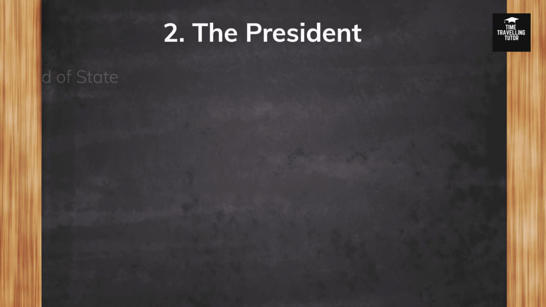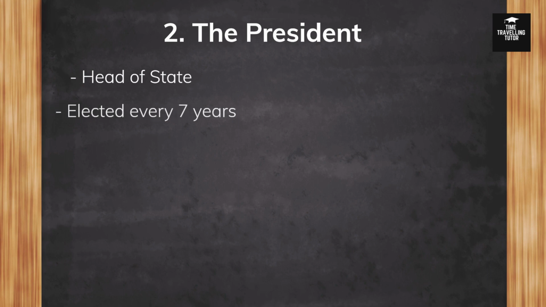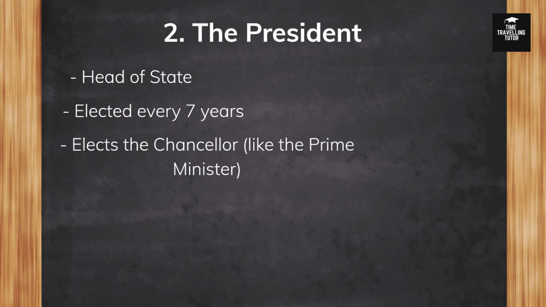2. The President. The President was the head of state. They were elected every 7 years and had significant powers. They appointed the Chancellor, who was the head of the government, and played a crucial role in foreign policy.